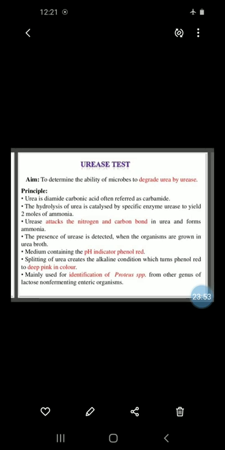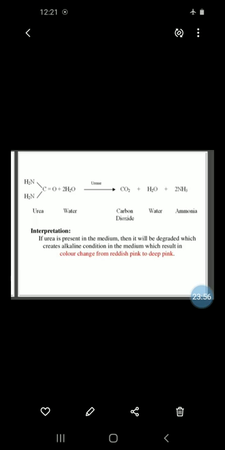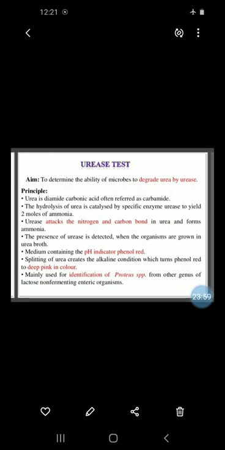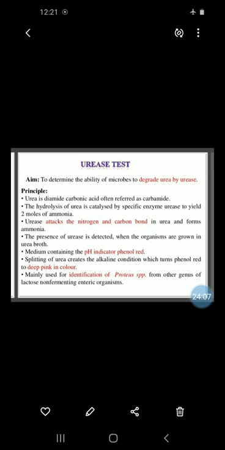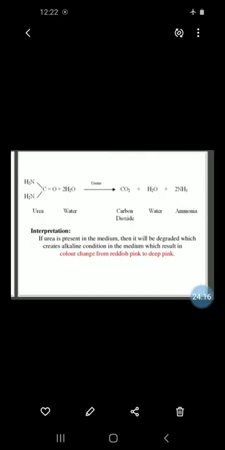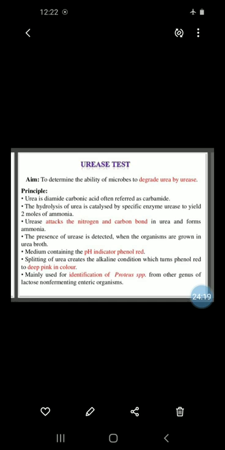Then urease attacks the nitrogen and carbon bond in urea. It forms ammonia. The presence of urease is detected when the organisms are growing in urea broth. In this medium, the pH indicator used is phenol red. Keep in mind which indicator is used. Then the splitting of urea creates an alkaline condition, which turns the phenol red to deep pink in color.